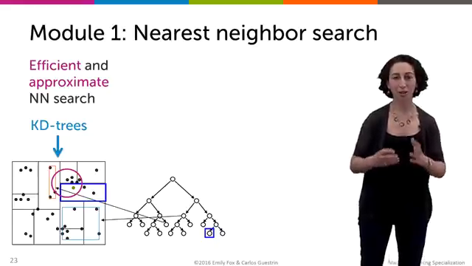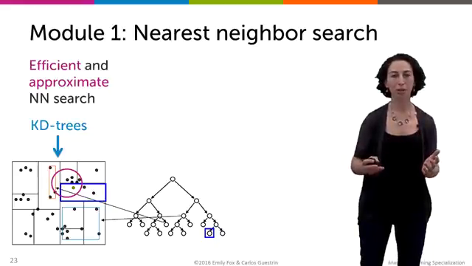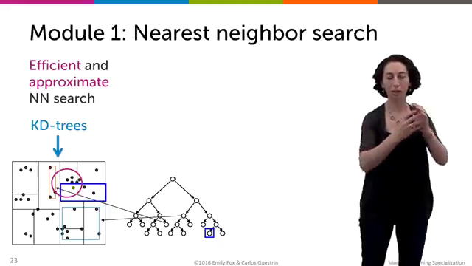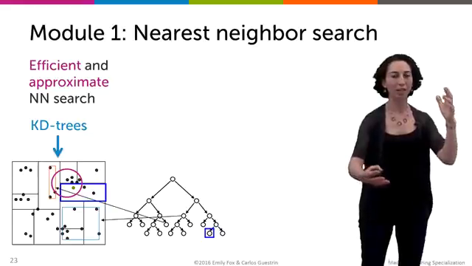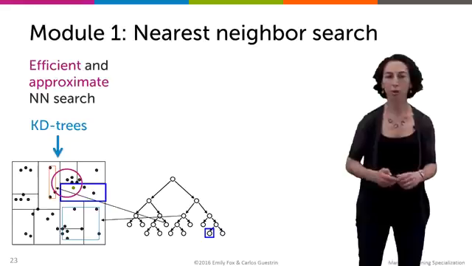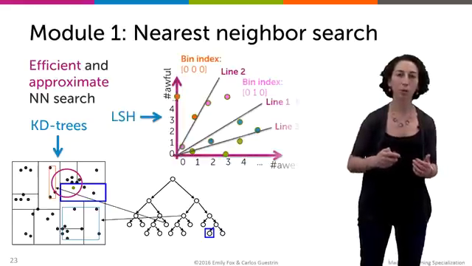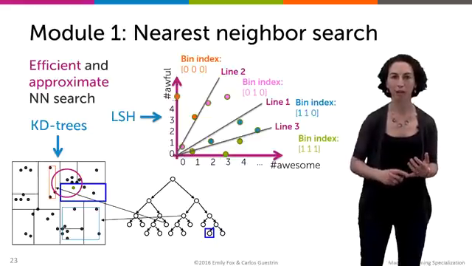But KD trees, although very cool, don't work very well in high dimensional spaces. So if you think of our document as having a very large vocabulary, and that our document representation is going to be based on the size of that vocabulary, KD trees no longer seem like that attractive of an approach for doing our nearest neighbor search. So instead, we're going to talk about ways to do approximate nearest neighbor search using something called locality sensitive hashing.